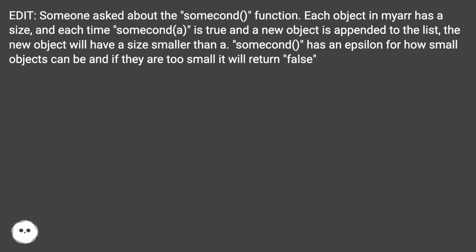Edit: Someone asked about that sumcont function. Each object in my list has a size, and each time sumcont(A) is true and a new object is appended to the list, the new object will have a size smaller than A. Sumcont has an epsilon for how small objects can be, and if they are too small it will return false.